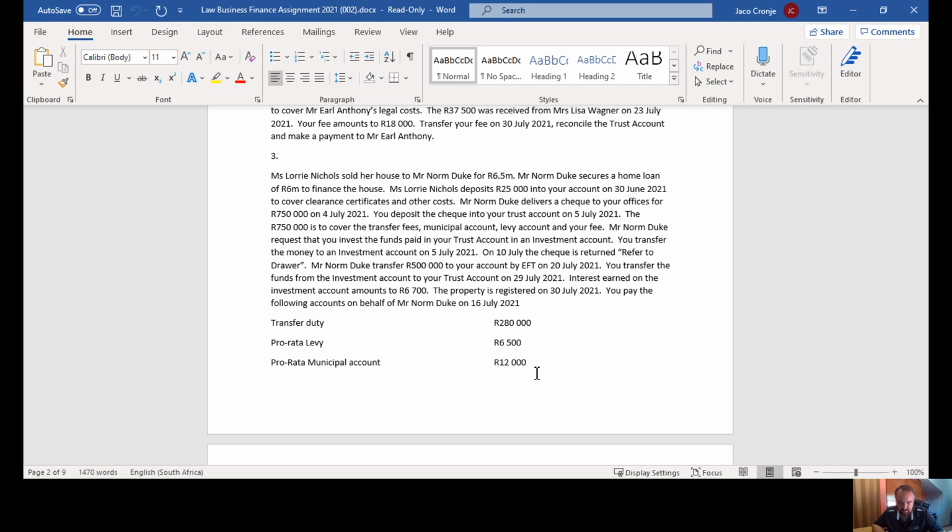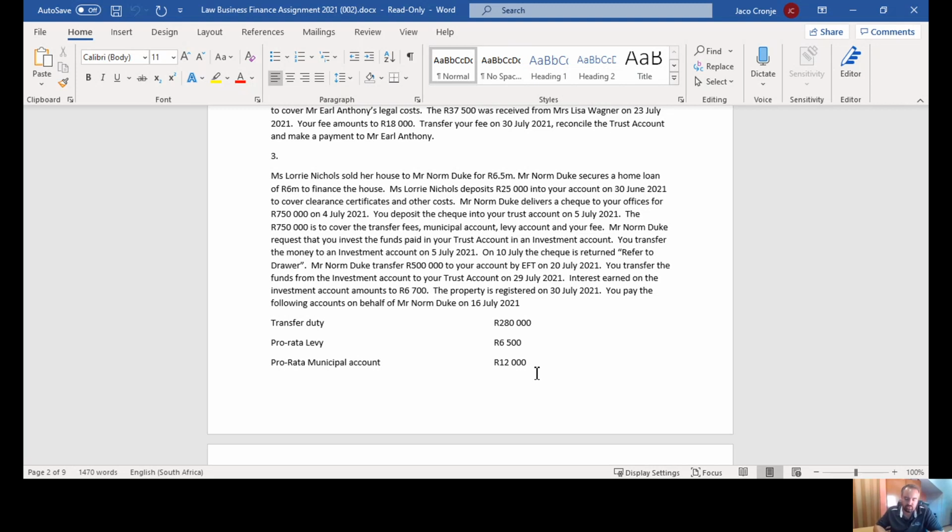Interest earned on the investment account amounts to 6,700. So in the lecture, we have dealt with that. You should know how to process that. And then the property is registered on the 30th of July. You pay the following amounts on behalf of Mr. Norm Duke on 16 July 2021. So we paid the transfer duty, we paid the pro rata levies, and we paid the municipal account. So that's all relatively simple.